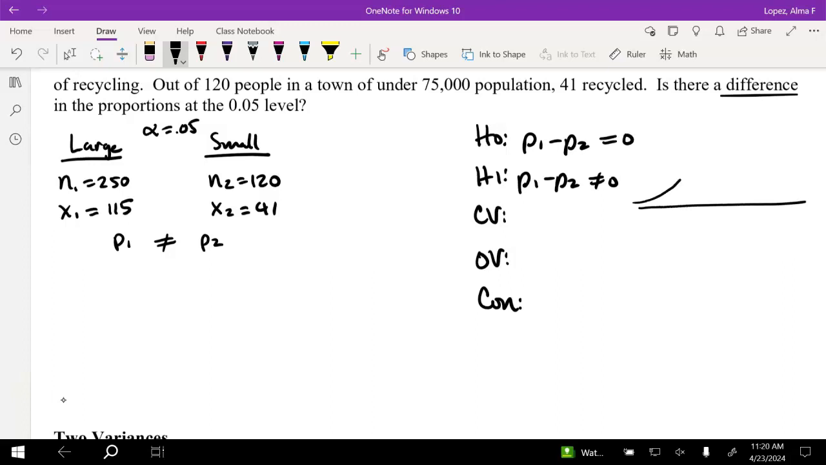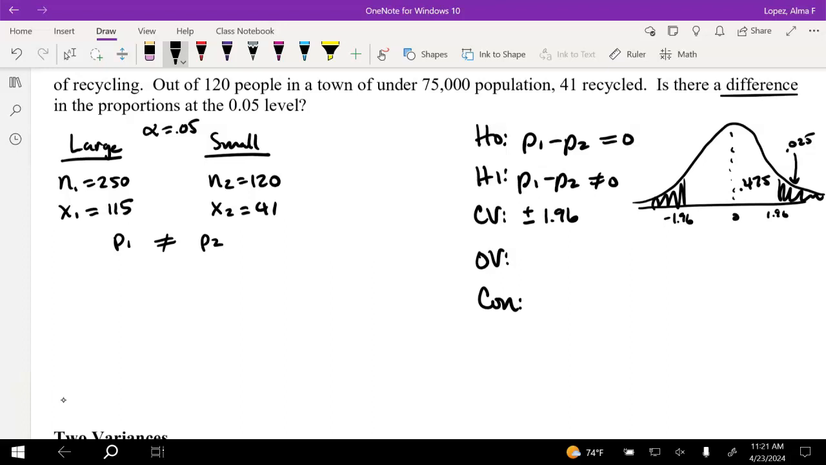I know proportions tests are normal tests. This one is a two-tailed test. Because it's a two-tailed test, I'll need a plus or minus. My alpha is 0.05, so I will put 0.025 in each half. I know that this then is 0.475. I can look that up in the body of the table. I get 1.96 and negative 1.96.